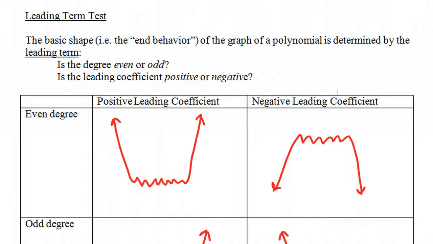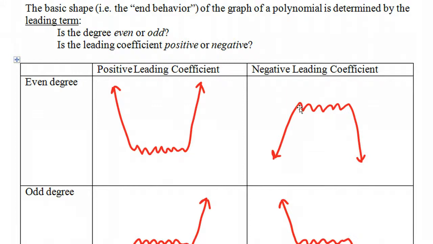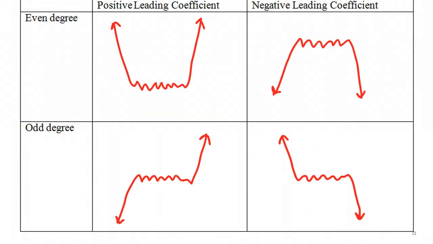It says the basic shape, or in other words, the end behavior of the graph of a polynomial is determined by the leading term. More specifically, the leading term tells you the degree of the polynomial, and we're wondering, is the degree even or odd? Also the leading term contains the leading coefficient, and the question is, is the leading coefficient positive or negative? Okay, so what you really have are 4 cases.